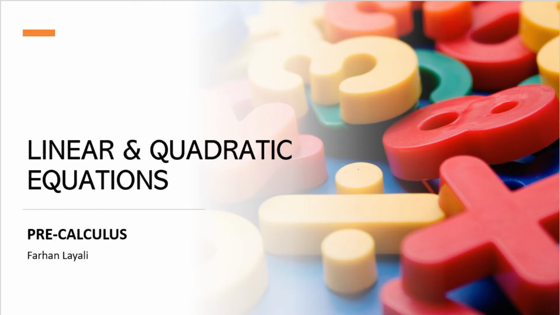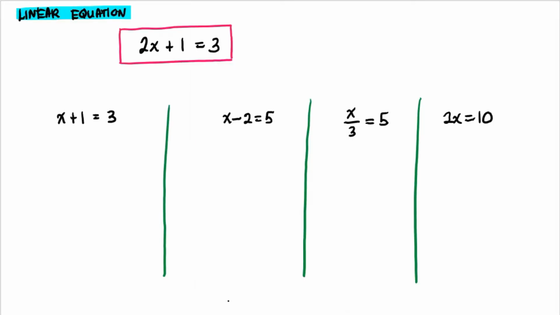First, let's look at the linear equations. We should know the meaning behind a linear equation. When we say the equation is a linear equation, it means that the highest power of x is 1, and it has the equals sign. That's why it is an equation, not a linear expression. So this is an equation, and we call it a linear equation.